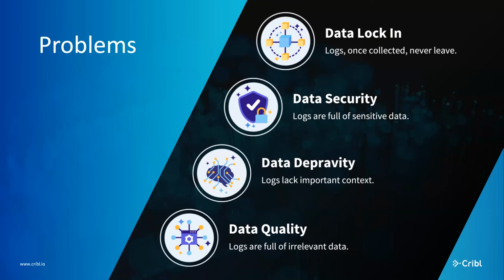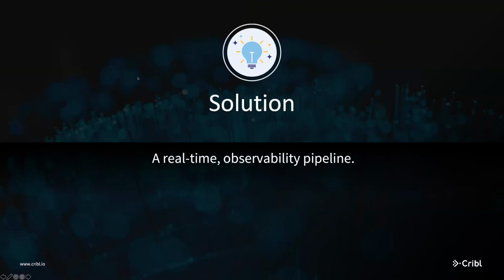And the last key problem that we help solve is around data quality. It should be no secret to anyone on this call that logs are often full of just junk and waste. And a lot of that data is not particularly valuable to everyone. And we are a real-time observability pipeline. You'll see a post coming out next week as we're starting to expand upon this message of being an observability pipeline. So what does that mean, and what do we do?